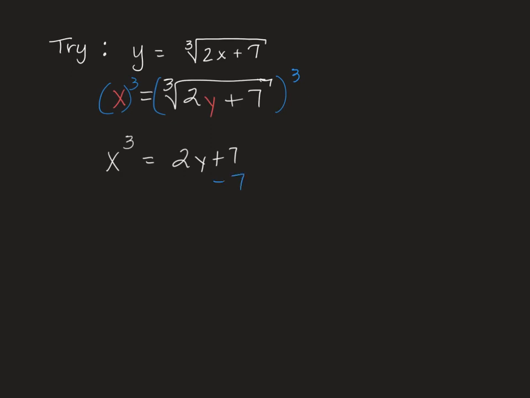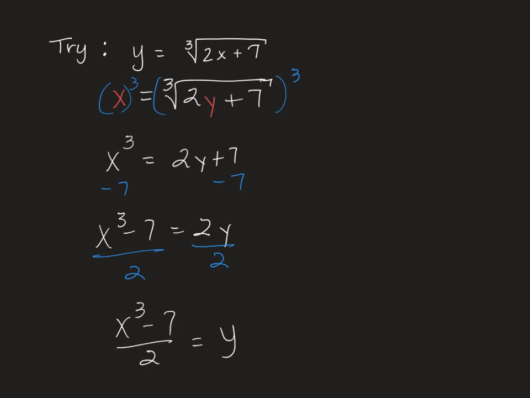So I'm going to subtract 7 from both sides. It's going to give me x cubed minus 7 equals 2y. We're going to divide by 2. That's going to give me x cubed minus 7 divided by 2 is y. So you're going to tell me my inverse is going to be exactly that.